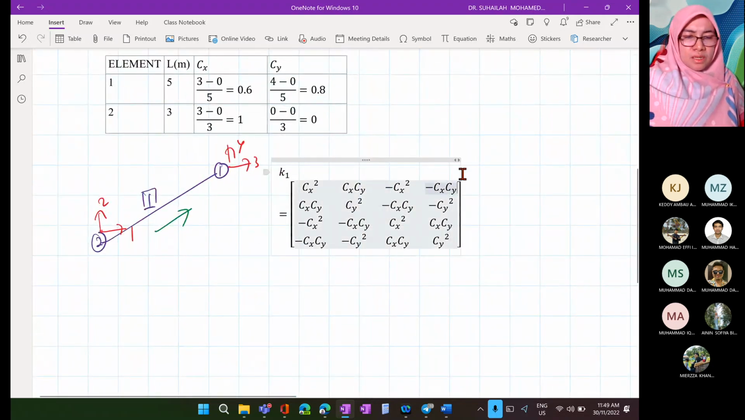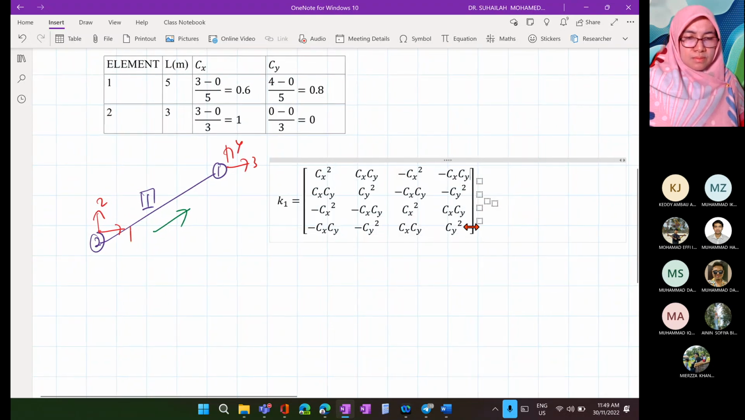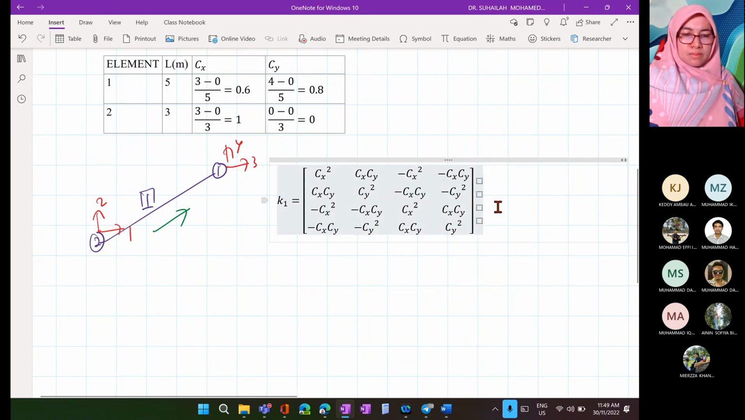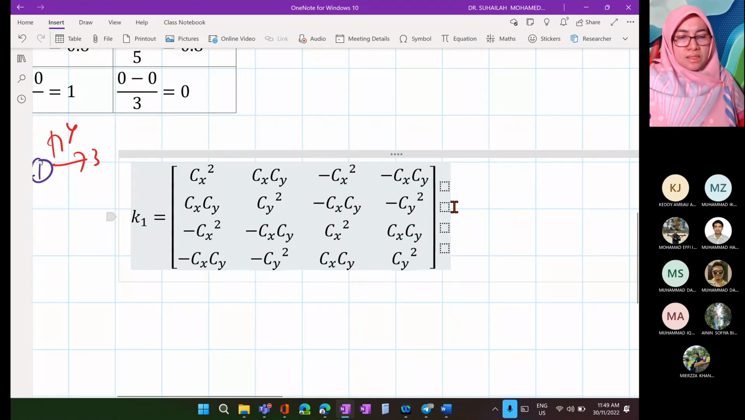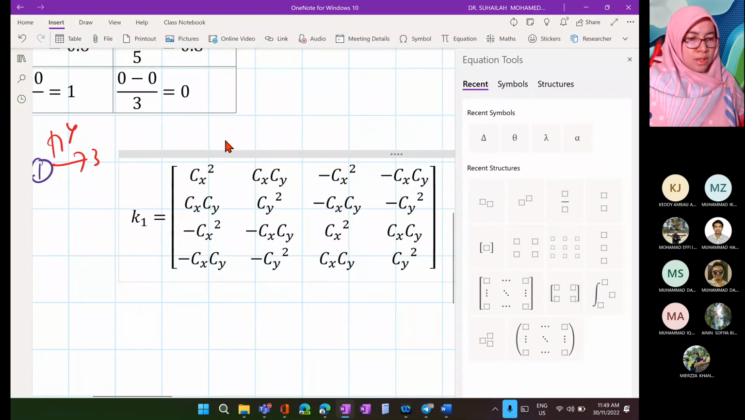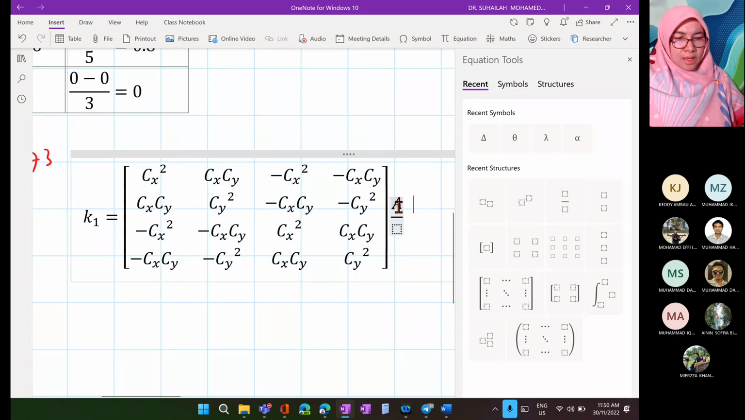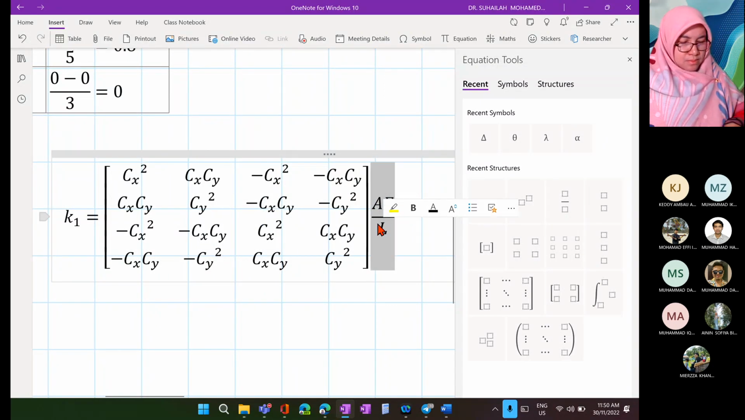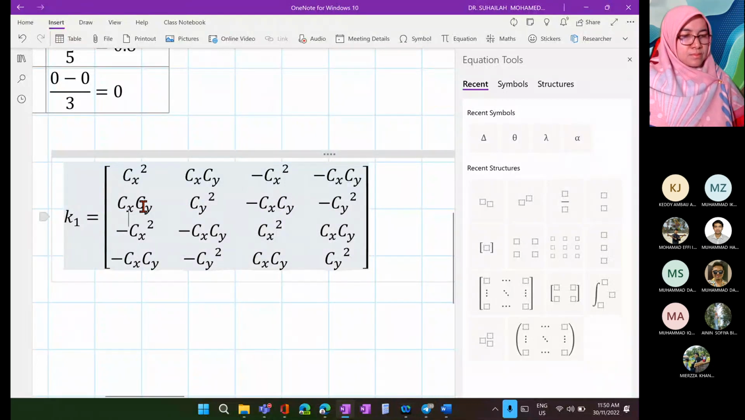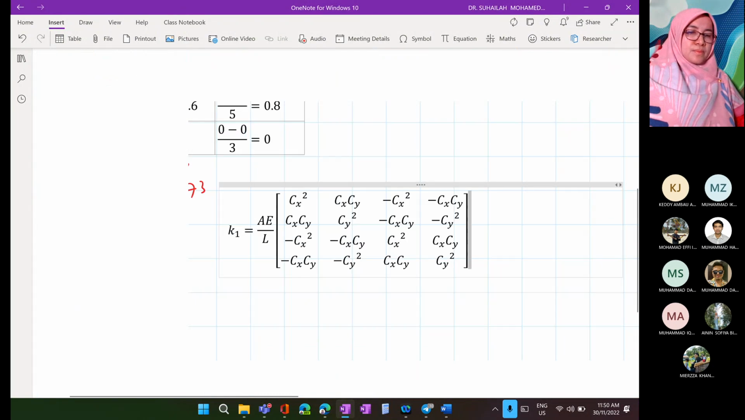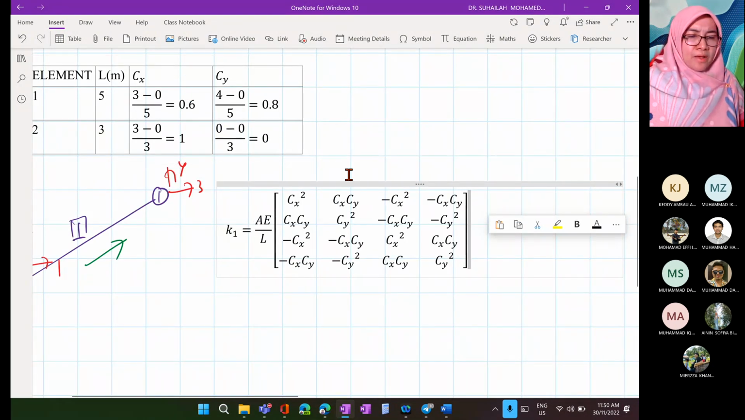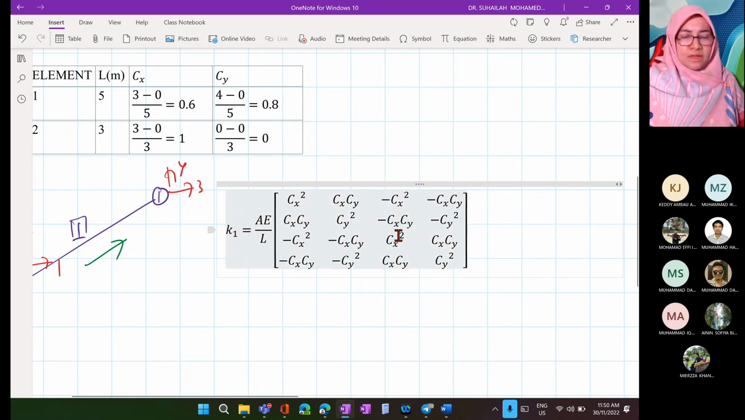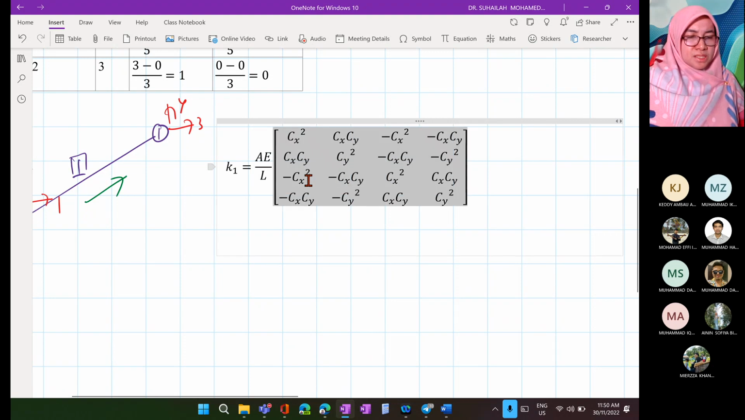Okay, this is the formula to calculate K1, it is AE over L. So we just need to substitute CX and CY for element number 1 into this, and we will get the element stiffness matrix for element number 1. Okay, so we solve this.